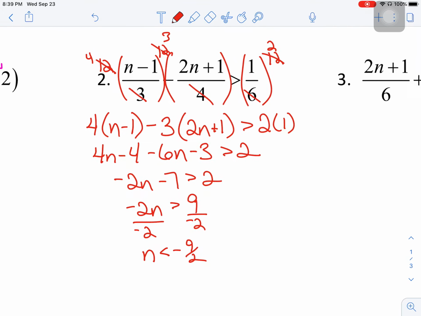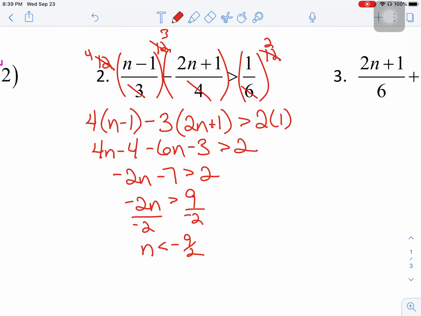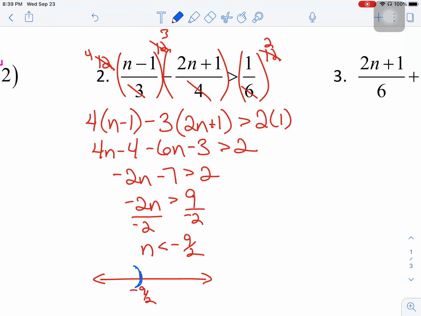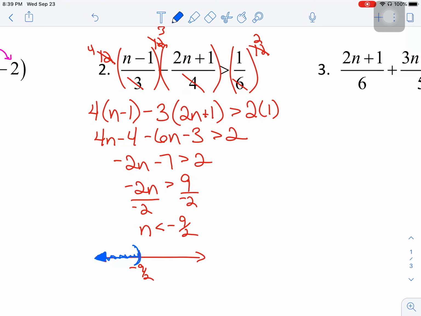I'm perfectly happy with you leaving the answer as a fraction like this. In fact, I would want you to graph it. Negative 9 over 2 is the only critical value we have. But in this case, I want to be less than that. So I'm going to go parentheses and aim to the left, okay? Because all these numbers to the left would be less than negative 9 over 2. Sorry about that. So the interval reads from left to right.